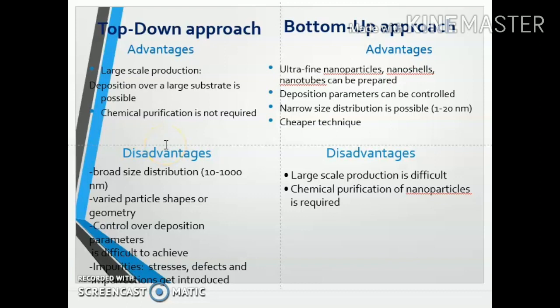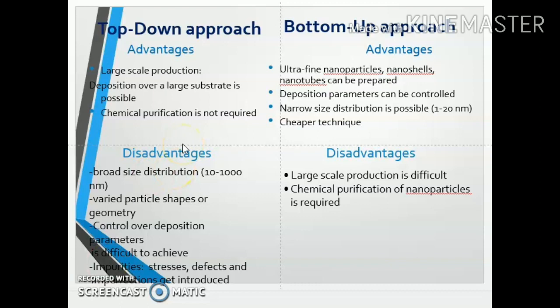On the other hand, the top-down approach has several disadvantages also. The first disadvantage is that broad size distribution is possible. So we can get particles ranging from 10 to 1000 nanometers in size. So the physical methods or top-down approach can give a very broad size distribution if we consider the nanoparticle size. The varied particle shapes or geometry.